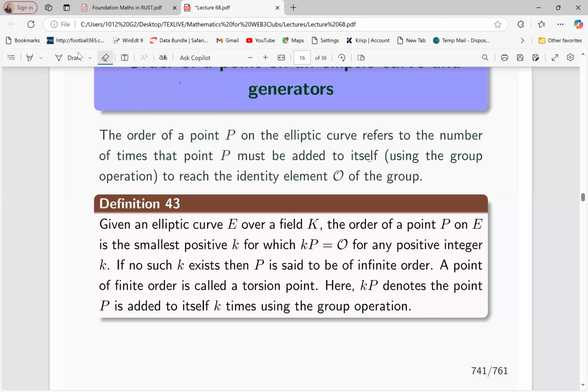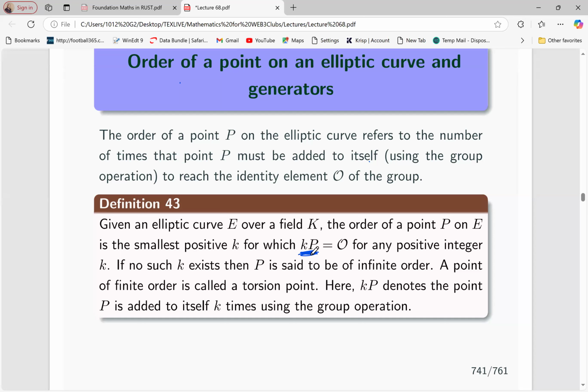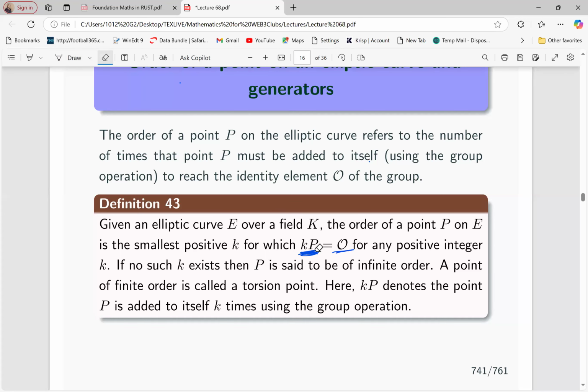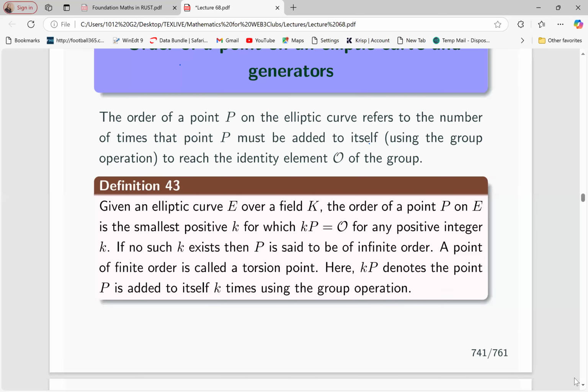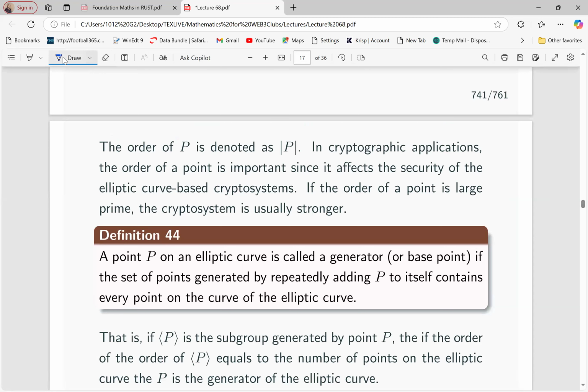So mathematically, we mean that if P can be added K times to get the identity, then K becomes the order of P, because you can add P K times and you get the identity element. So this is how we abbreviate the order of P. When you write that, it means what is the order of P?